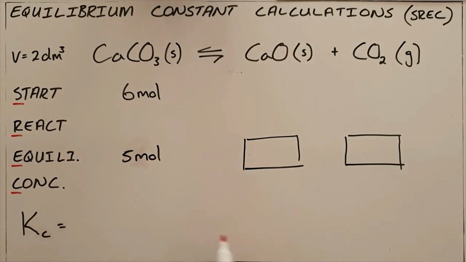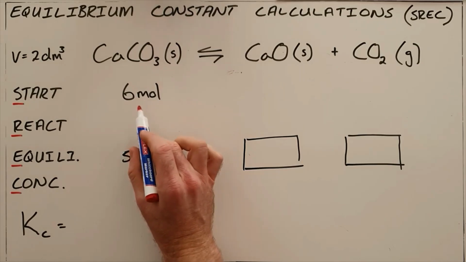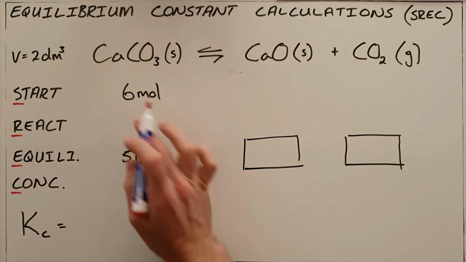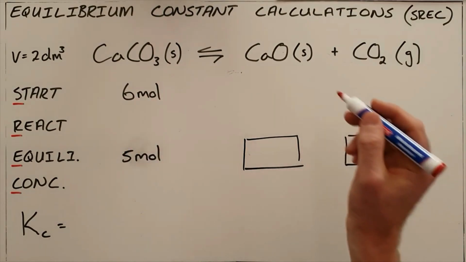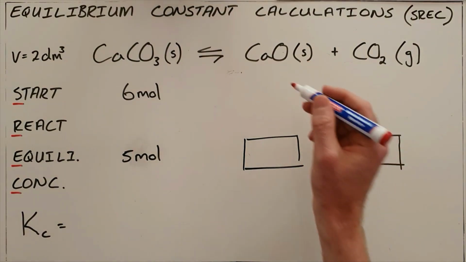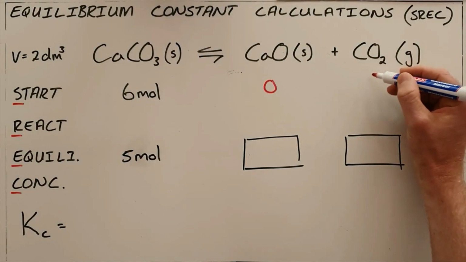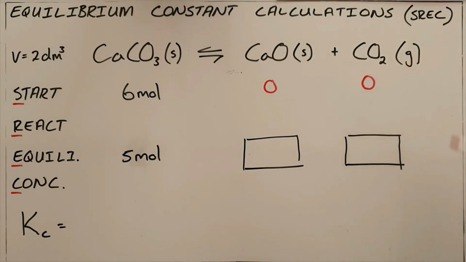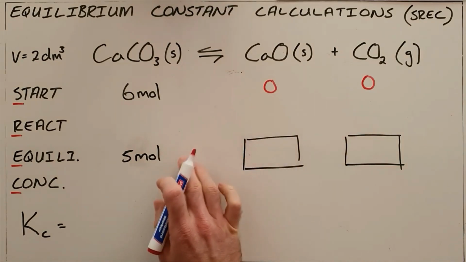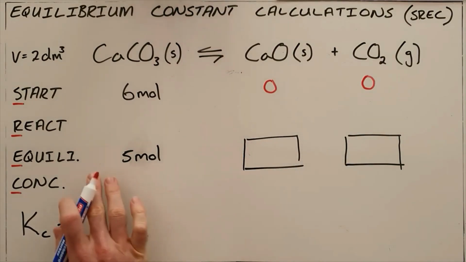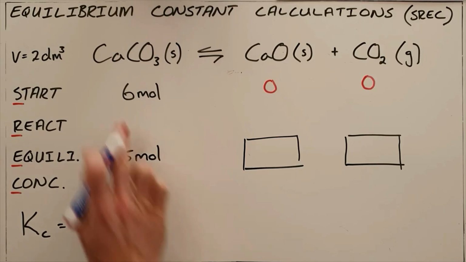So in this example here, we were told that we start by placing 6 moles of calcium carbonate in a closed or sealed or isolated container, which means that we start with 0 calcium oxide and 0 carbon dioxide. The question then goes on to say that at equilibrium, we find that we have 5 moles of calcium carbonate.